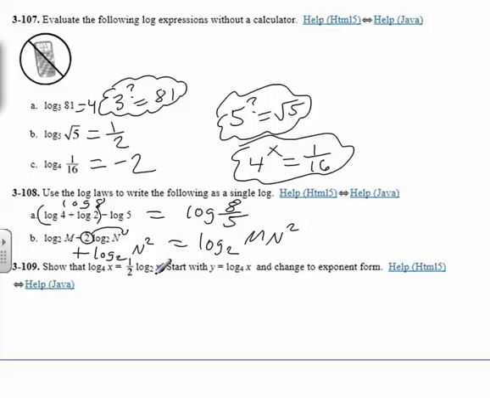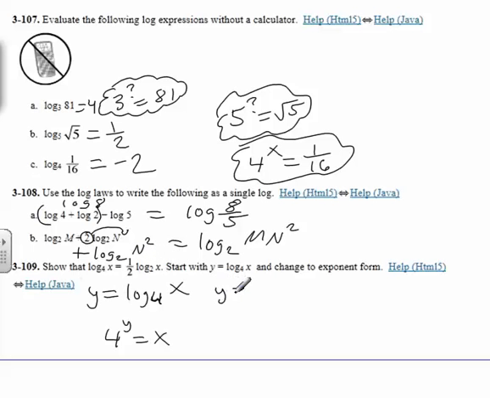All right, 109. Show that log base 4 of x is equal to half log base 2 of x. Okay, so we've got one in base 4 and one in base 2. So let's start with, as it suggests, this one and change this to exponent form. If I say that y is equal to log base 4 of x, let's change it around. We end up with 4 to the y power equals x.